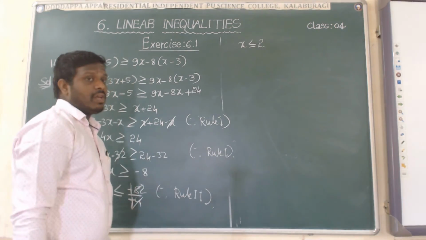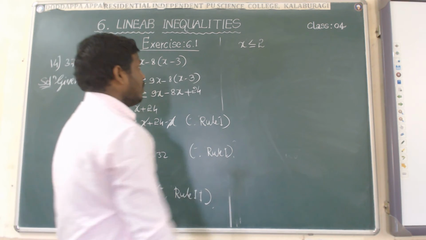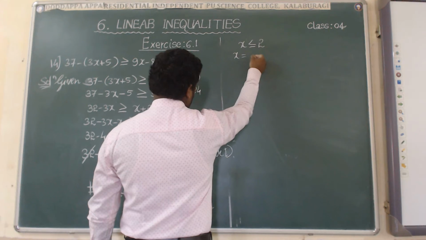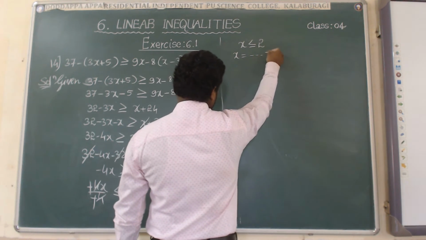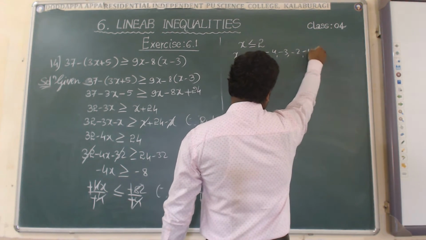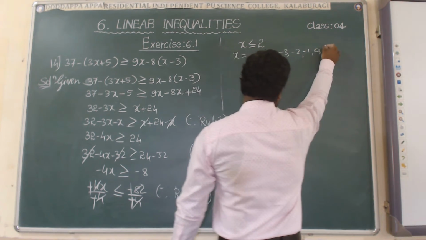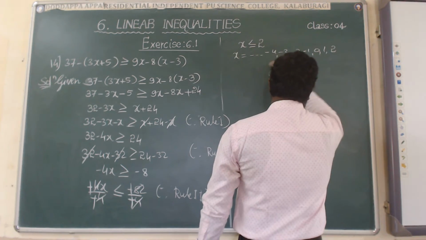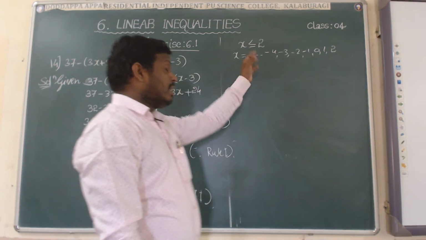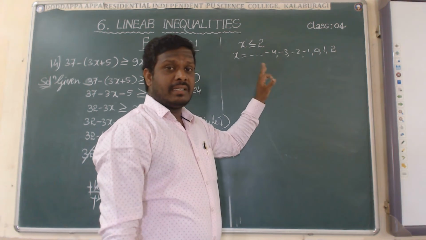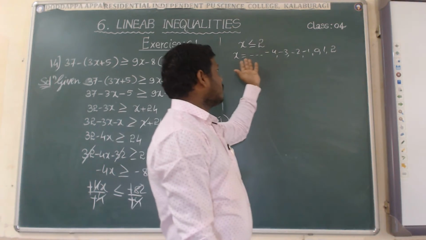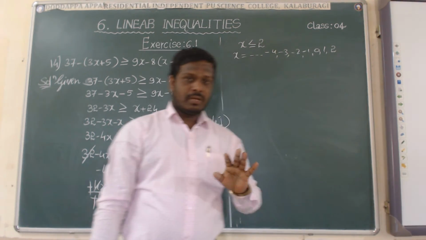So how can we write the values of x here? The value of x is less than or equal to 2, which means the value of x can be written as: minus 4, minus 3, minus 2, minus 1, 0, 1, 2. I wrote only the integer values; for real numbers all the numbers will be present, the decimal numbers and fraction numbers will also be coming. Just I am writing the solutions of x in terms of integers only.